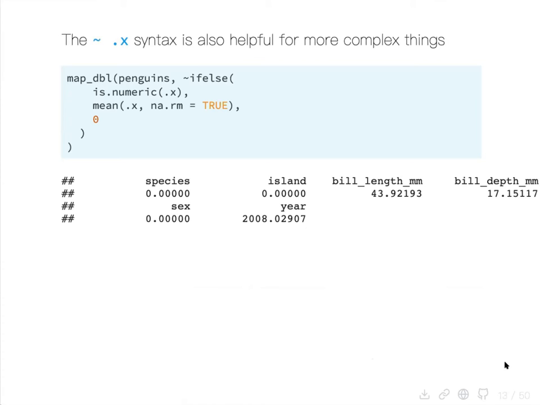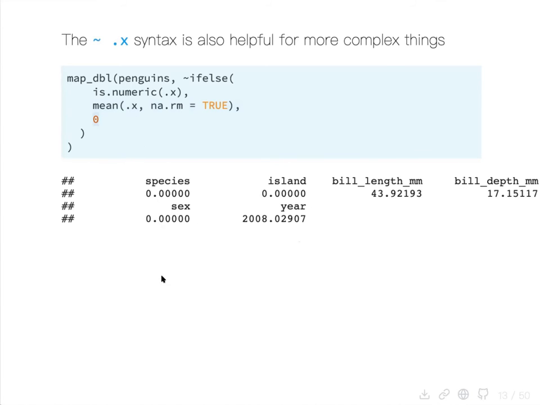The other thing that's nice about the tilde and .x syntax is that you can apply more complex functions within there. So this is basically a function wrapping around another function. Okay, so here I have penguins, and I'm saying if_else is.numeric .x, then give me the mean of .x. Otherwise, return 0 rather than NA. Okay, and so we get 0, 0, and then we get some means, 0, and then some means.